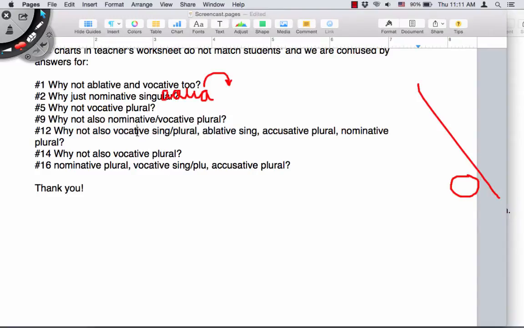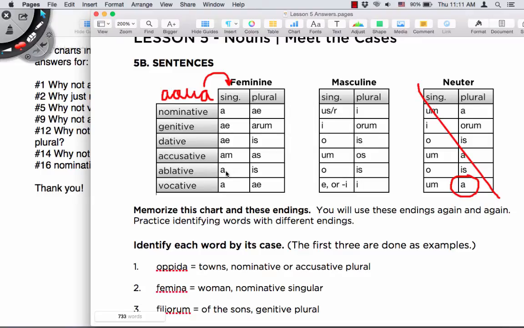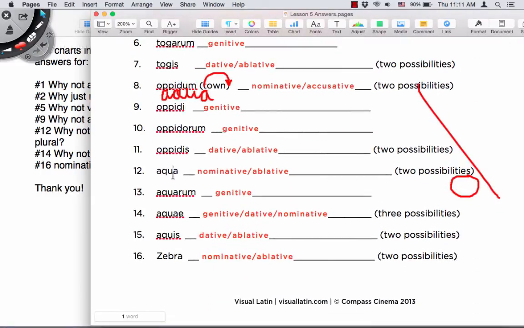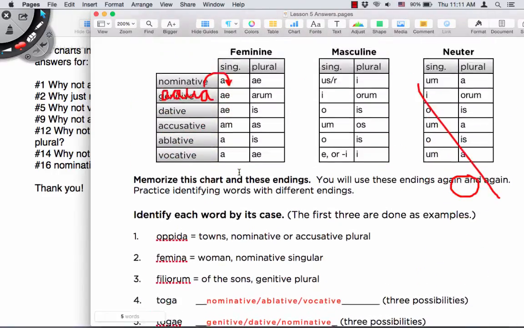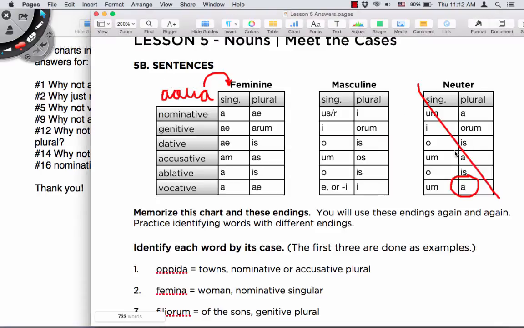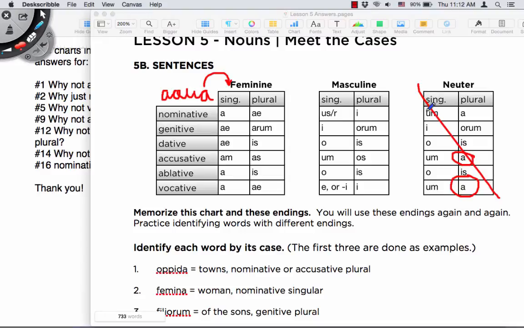So we've talked about vocative singular and plural. What about ablative singular? Yes, I think ablative singular is an option, and I actually had listed ablative singular as an option. Okay, so nominative and ablative are the two possibilities that I gave. Why not accusative plural? Again, that's a neuter option, and because aqua ends with a in the nominative case in the dictionary form, this is not a possibility. It doesn't belong over here.